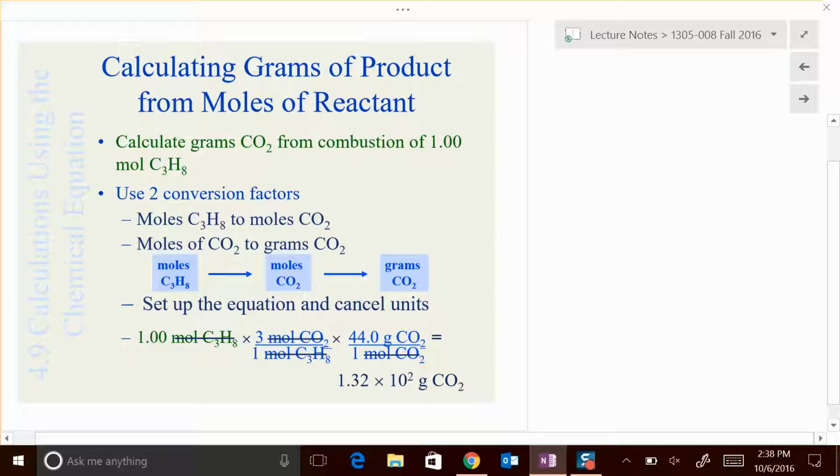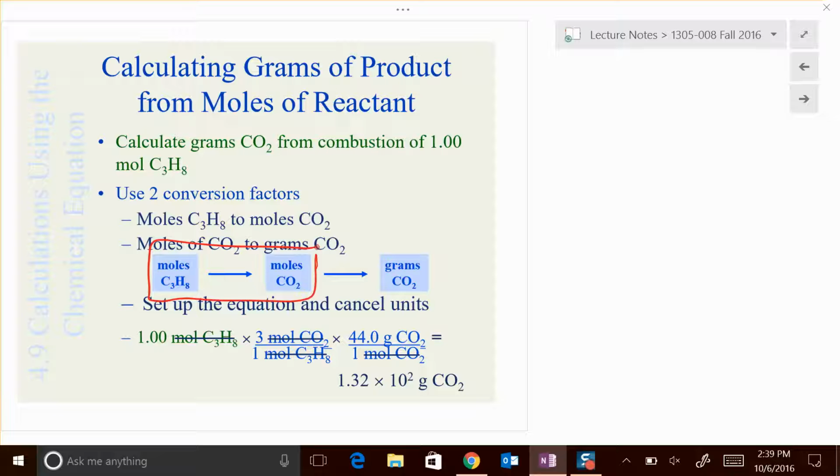Okay? Calculate the grams of carbon dioxide produced from combustion of 1 mole of C3H8. So once again, I'm going to go from the moles of C3H8 to the moles of carbon dioxide, and then I can convert to the grams of carbon dioxide. This is the stoichiometry. Mole to mole conversion. That's the heart of what we're doing. Converting from one thing to another thing. And I can only do that in moles.